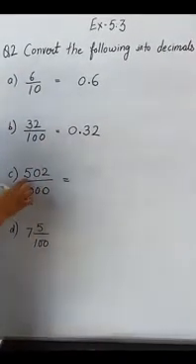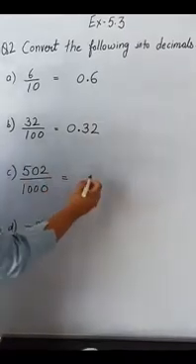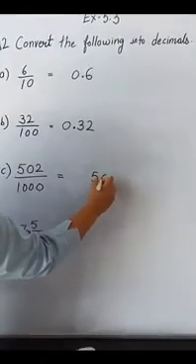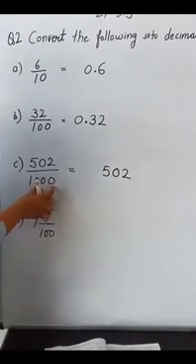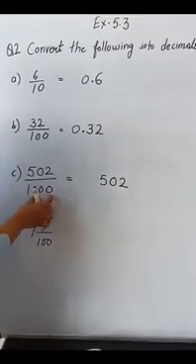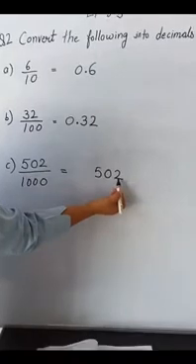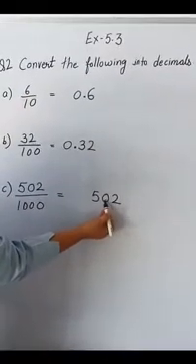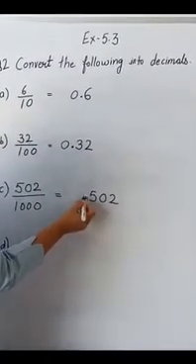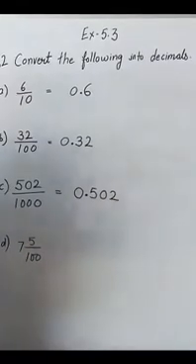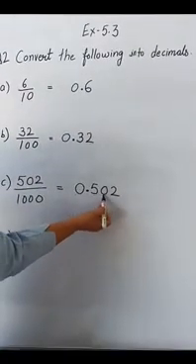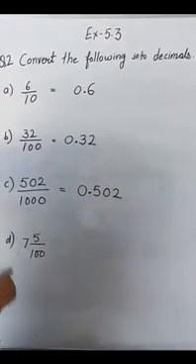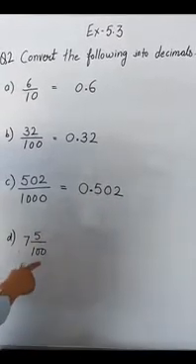Now part C is 502. We will write the numerator first. Here three zeros are there, so we will put the decimal after three digits. 1, 2, 3. We will put the decimal here. Now it is 0.502.